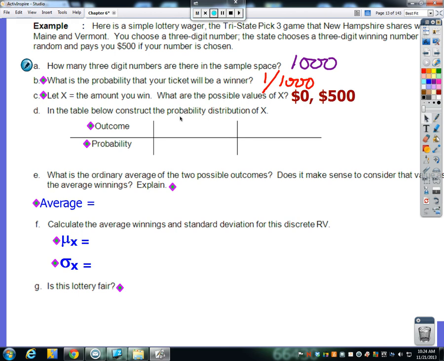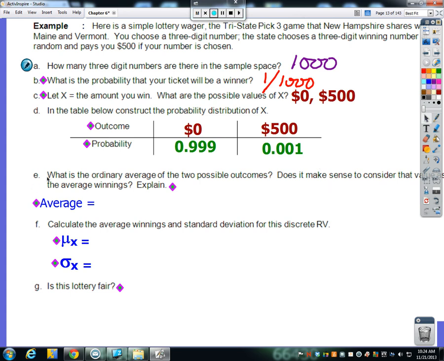In the table below, construct a probability distribution of X, the amount that we can win. So our outcomes are 0 and 500. Probabilities, well, we had a 1 in 1,000 chance of actually winning the 500 bucks, which means we have a 999 out of 1,000 chance, or 0.999, of winning nothing.